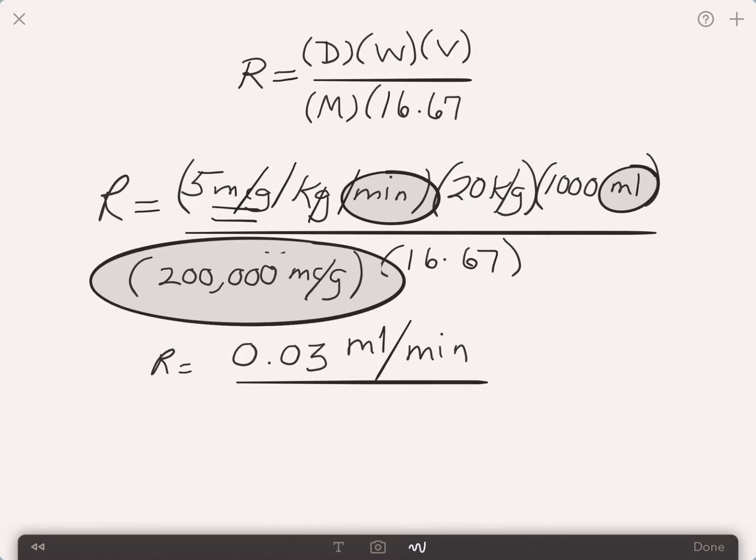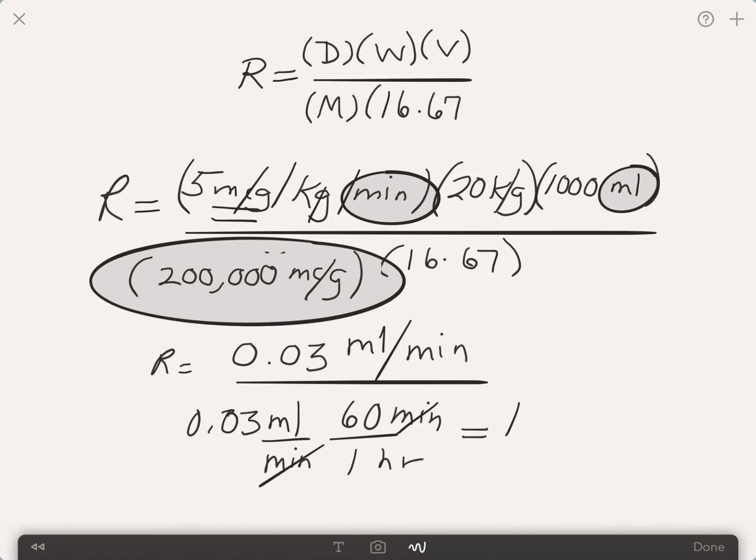Now, if we needed to convert from mils per minute to mils per hour, let's say our infusion pump is set in mils per hour, that's easily changed. 0.03 mils per minute. I know that 60 minutes is equivalent to 1 hour. Cancel out our units. 0.03 times 60 equals 1.8 mils per hour.